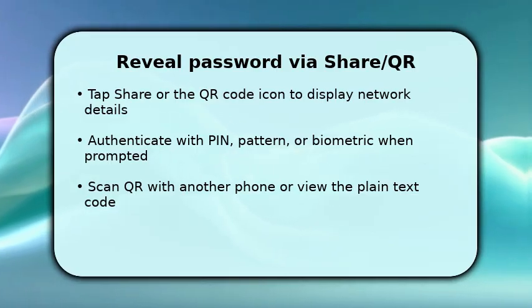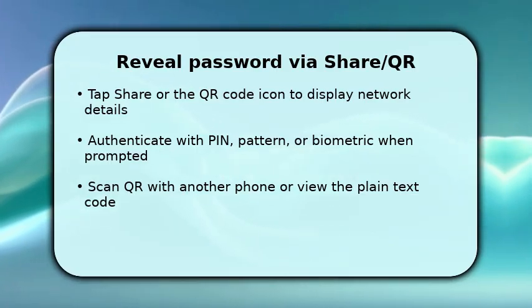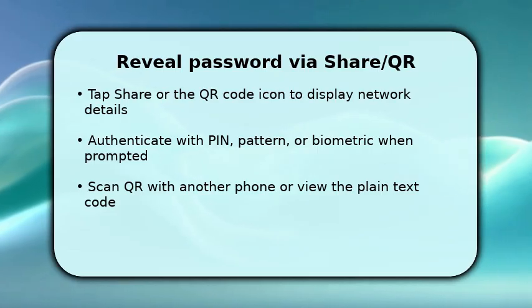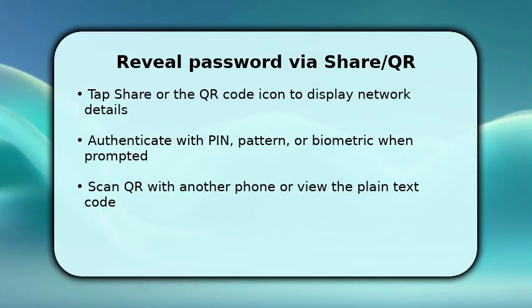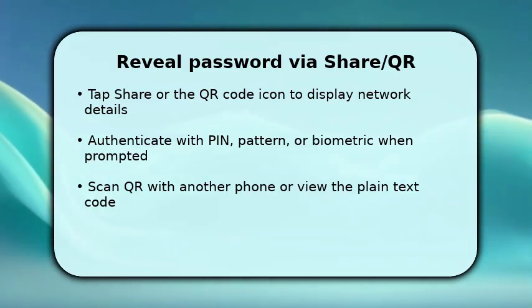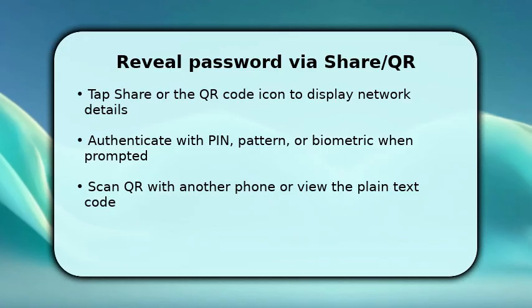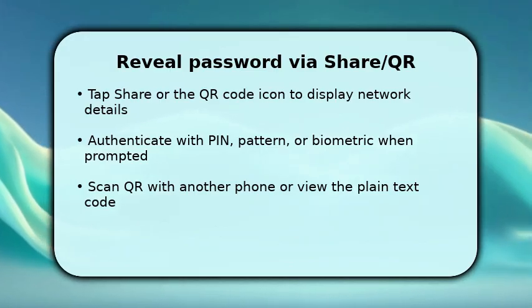After authentication, Android shows a QR image and on many builds, the plain text password below it. If you only see the QR, use another phone's camera or a QR scanner to extract the network string. Make sure to read the characters carefully. Capitalization and symbols are significant. Now you have the password to copy or manually enter on another device.